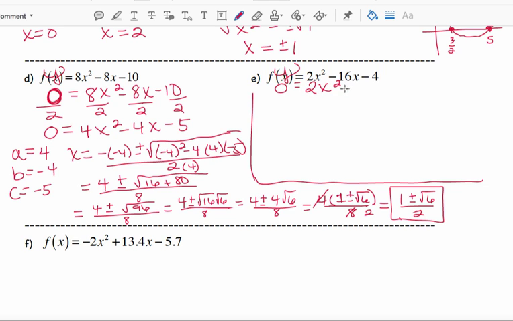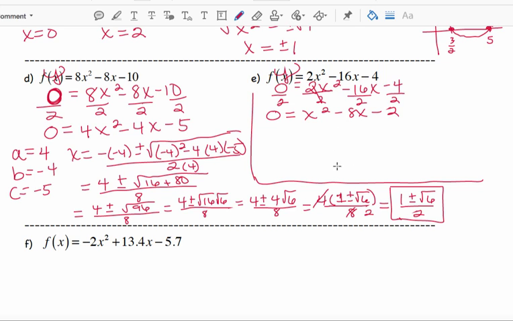And then I'm going to go ahead and divide my entire equation by 2, because 2 is a common factor straight through the whole entire thing. So as long as you divide your entire equation by the same number all the way straight across, then you keep your equation balanced, and it's a legal move. Okay, so I get x squared minus 8x minus 2.